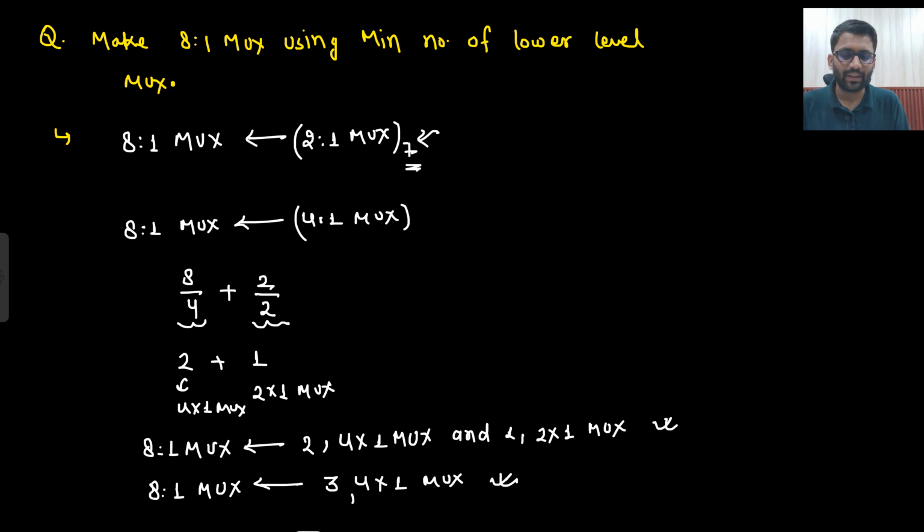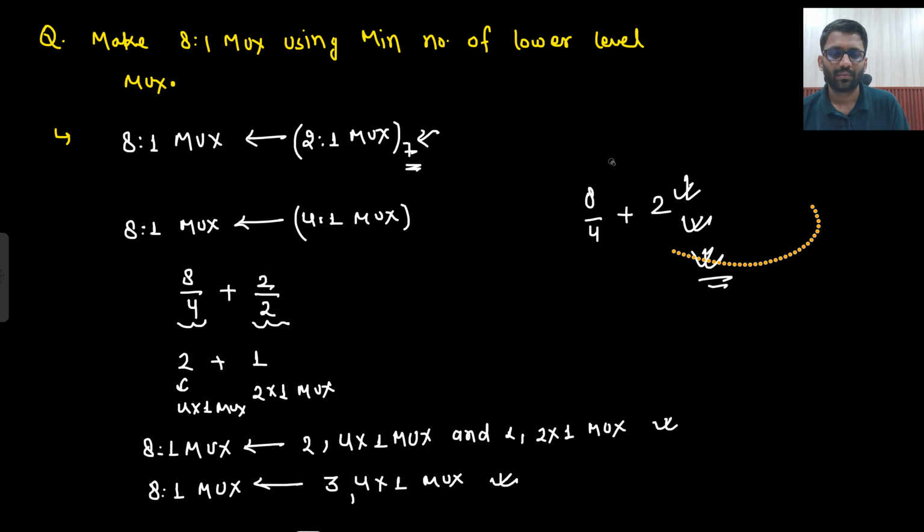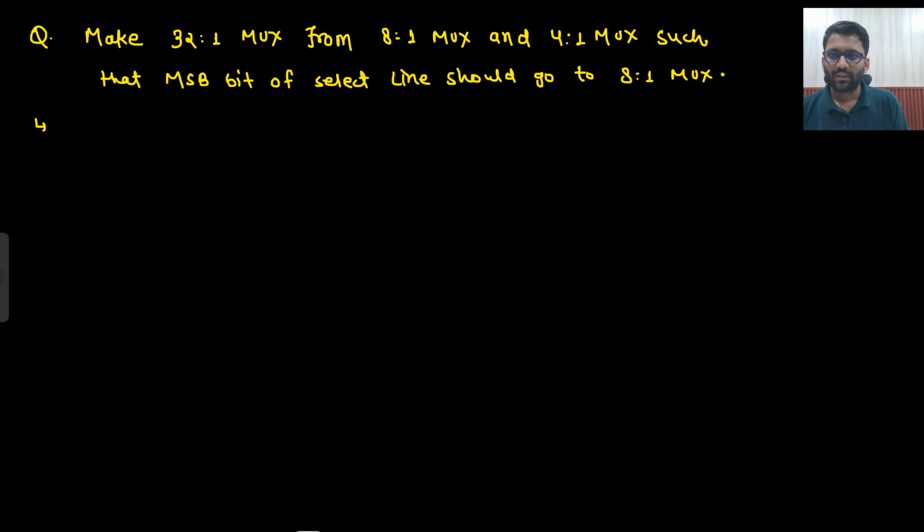So this is the best case, but sometimes in the question paper this can also be written, that first you will do 8 by 4, then you will get to know that there are 2 lines. So using 4 cross 1 mux also I can make, using 8 cross 1 mux also I can make, using 16:1 mux also I can make it, right? Make a 13:1 mux from 8:1 and 4:1 mux such that the MSB bit of the select line should go to the 8:1 mux. What do you think? How should we start?